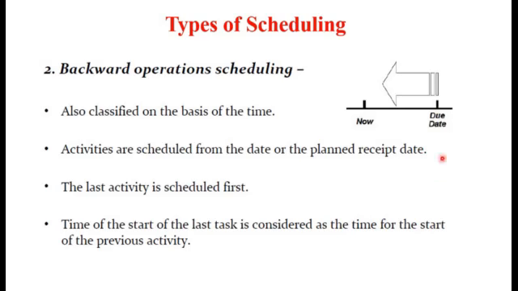These activities are scheduled from the due date or planned receipt date. The last activity is scheduled first. Here we can see this is the due date, so the last activity is scheduled first, then the second last, and likewise towards now.